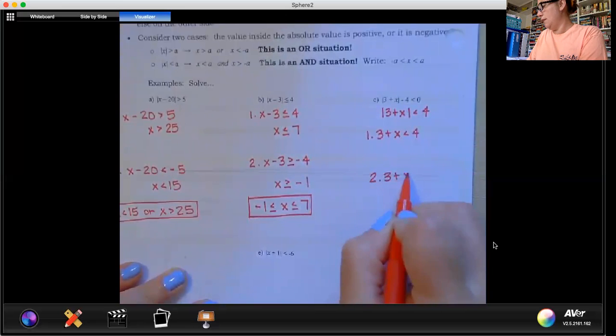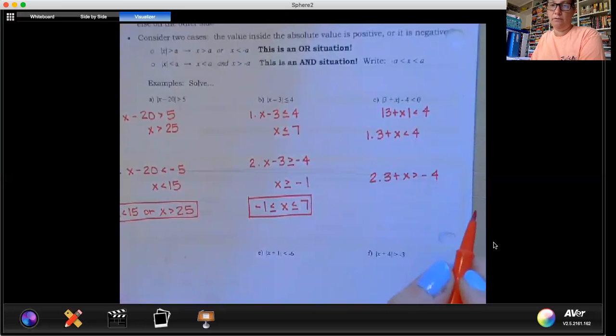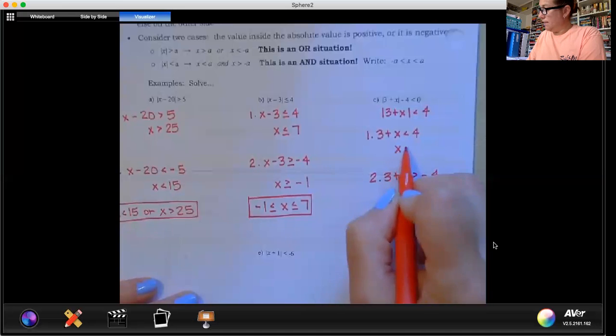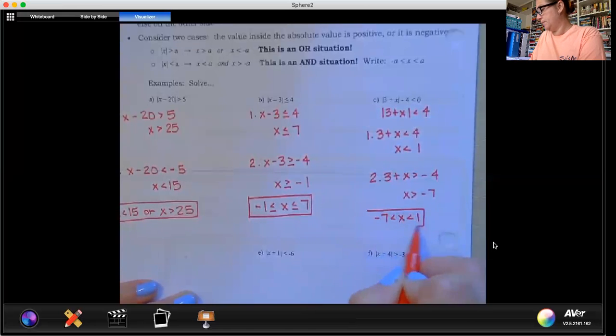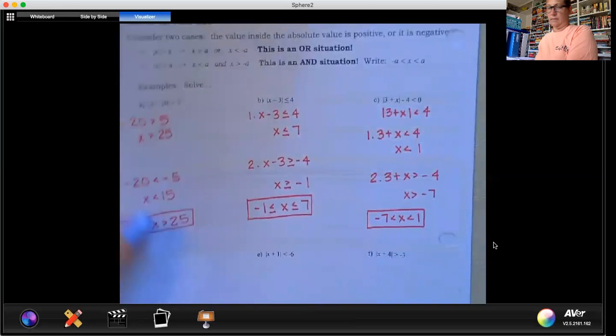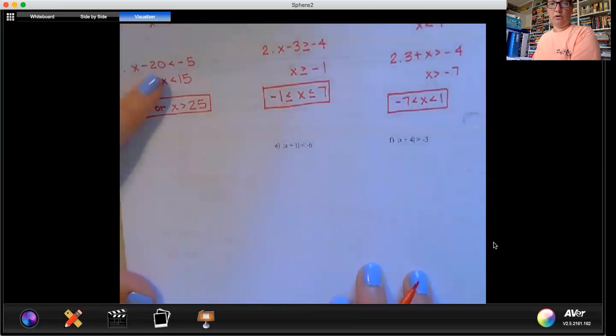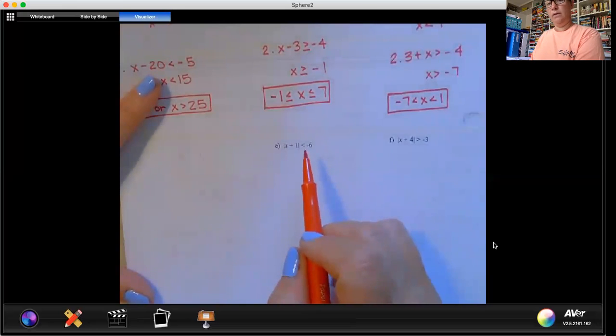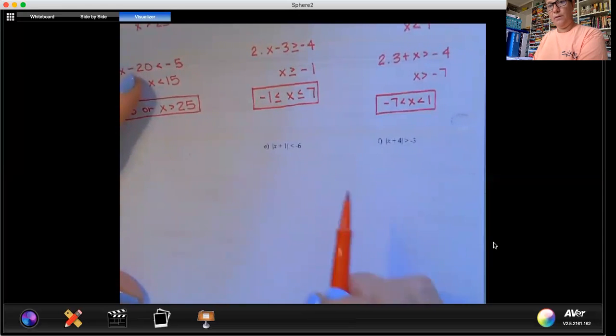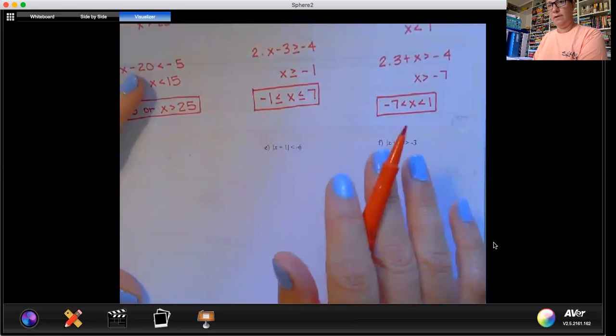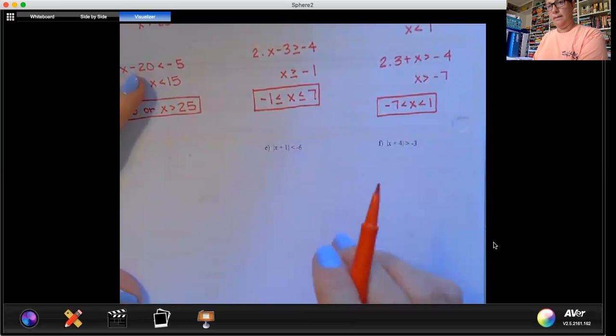It's a good idea to go ahead and write the two ways just so you don't forget. So x is less than 1, x is greater than -7, -7 less than x less than 1. Now, because we are dealing with inequalities, negatives here are okay. So I would like for you to pause your video, work these out, set them up exactly the same way as we did 1, 2, and 3, and then come back and check.